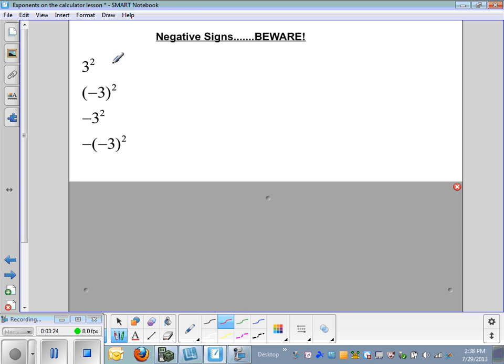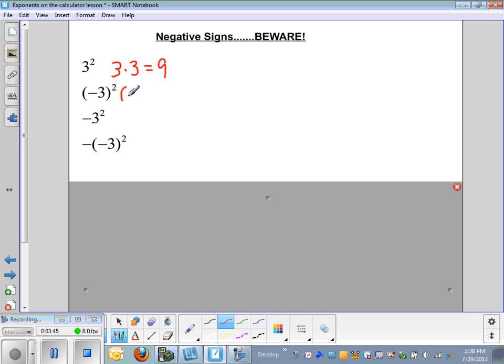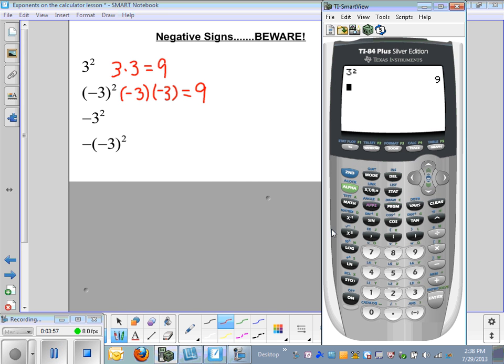So 3 squared just means the base of positive 3 times positive 3, and we know that is 9. So put that into our calculator. Hit 3, I'm just going to hit the x squared key, and I get 9. The next example, the base is a negative 3, so I'm going to put parentheses around that. Negative 3 times negative 3, and that's going to give me a positive 9. So put that in the calculator. I'm going to put the parenthesis, negative 3, parenthesis squared. Enter, and that's a positive 9.